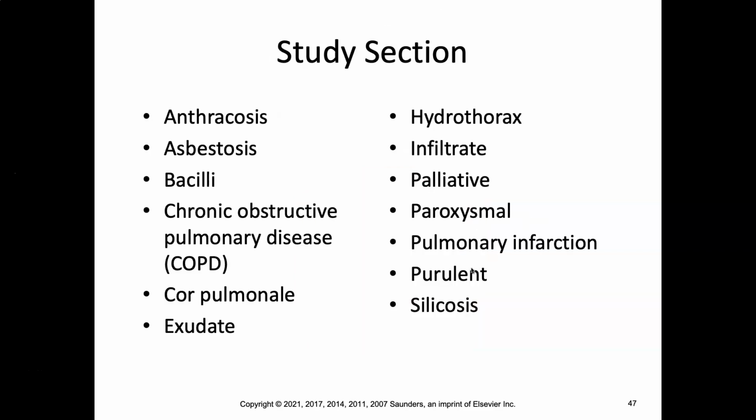So, what are some other things you might run into? Anthracosis. That has to do with coal dust. People who have been coal miners that haven't had appropriate safety precautions may develop that condition in their lungs. There's asbestosis. Again, somebody exposed for a long time to asbestos may end up with that. You can have bacilli. Instead of bacteria, bacilli, that's plural, multiple types of bacteria.